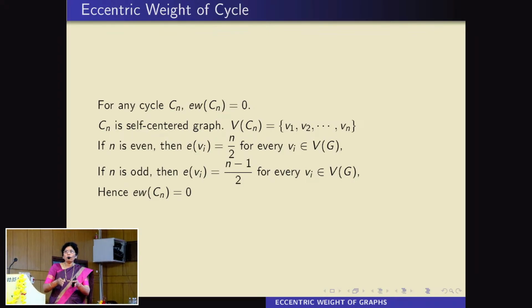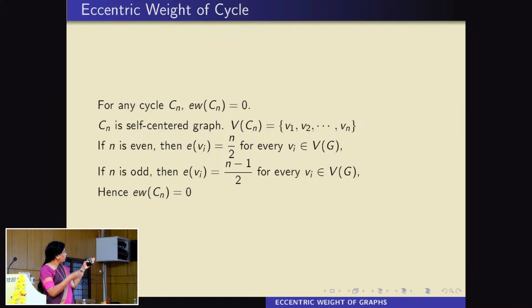When I come to the central vertices, the eccentricity of one central vertex is n by 2, and the eccentricity of the other central vertex is also n by 2 here. So the difference is 0. So in this case, it will be twice 1 plus 1 plus 1, n by 2 minus 1 times, plus 0, which stands for that edge between the central vertices here. So the eccentric weight of the path is equal to n minus 2 here.